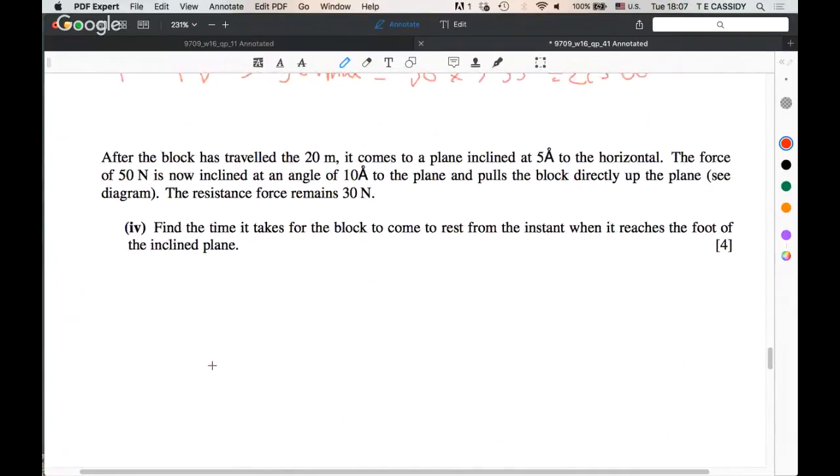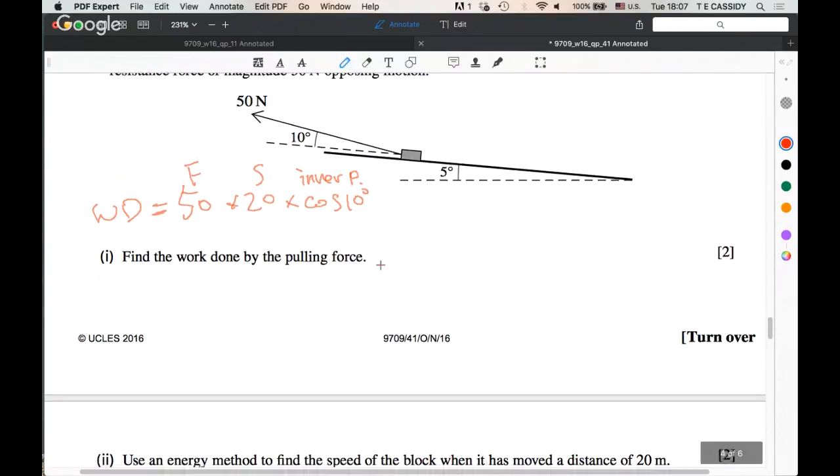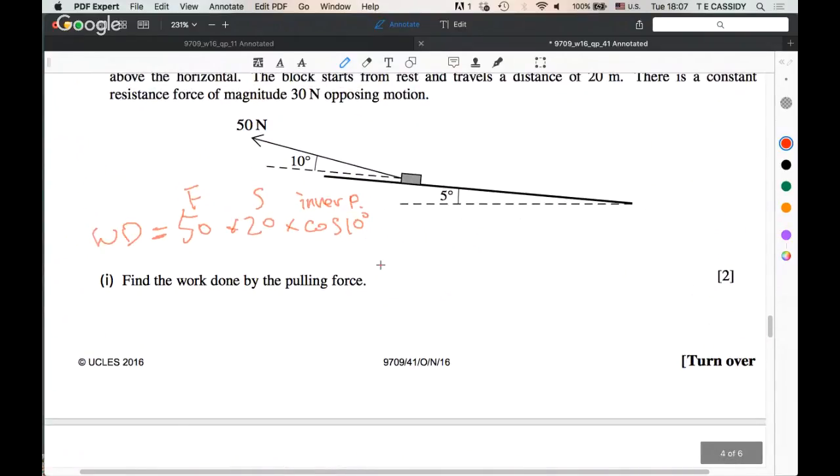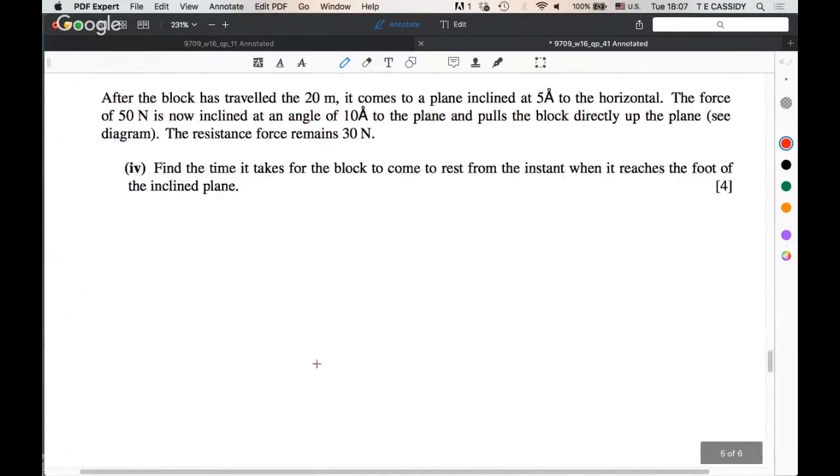So the last part of the question is asking you how much time it will take for the block to stop moving. And in this case, we know that right now, because it's inclining at an angle to the horizontal line, it's gaining gravitational potential energy as well as kinetic energy. So we'll have to work out a new equation for our new quantities.